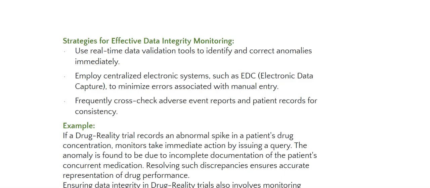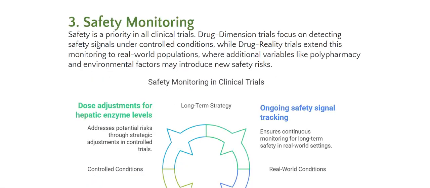Ensuring data integrity in drug reality trials also involves monitoring patient-reported outcomes and subjective feedback, which are often less structured than clinical data, but critical for evaluating real-world success. Safety monitoring. Safety is a priority in all clinical trials. Drug dimension trials focus on detecting safety signals under controlled conditions, while drug reality trials extend this monitoring to real-world populations where additional variables like polypharmacy and environmental factors may introduce new safety risks.